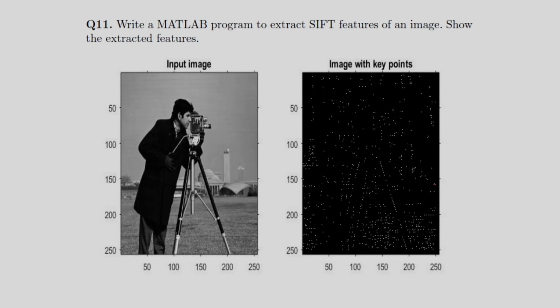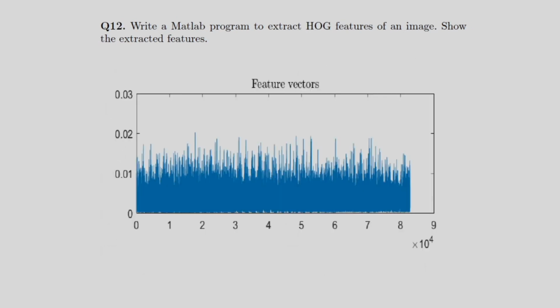So here you can see I am showing the key points corresponding to this input image. These key points are the SIFT features. So I will be getting the SIFT features and I will be getting the descriptor, and the size of the descriptor is generally 128.